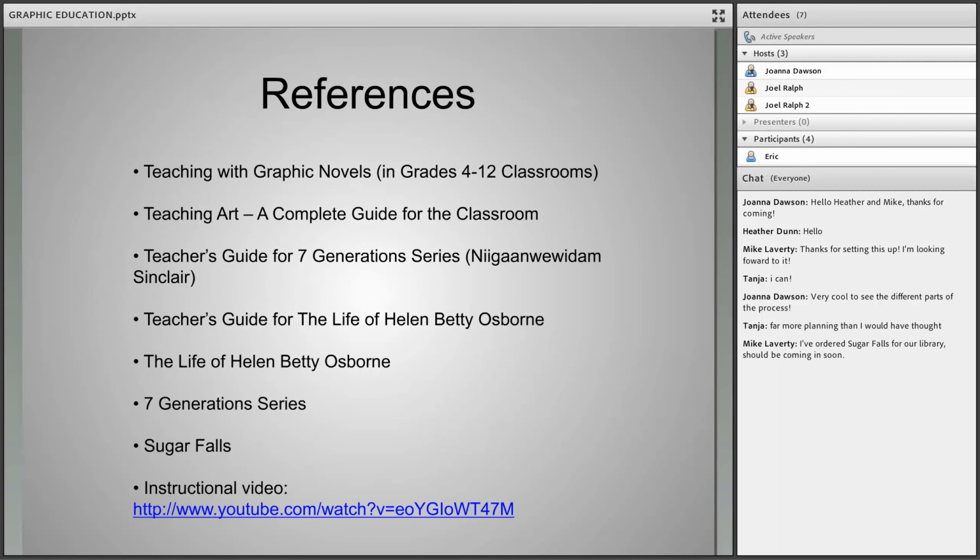Some references for you. Teaching with Graphic Novels is a great book that's available through my publisher. Teaching Art: A Complete Guide for the Classroom talks about some storyboarding techniques. There's a teacher's guide developed for Seven Generations and for the life of Helen Osborne. And then, of course, you should all go out and buy my books because they're the best graphic novels out there. I'm joking, but you should actually get them because they're very good for the classroom. Also, there's a link there to watch an instructional video that I did through my publisher that talks about the process of developing the graphic novel.